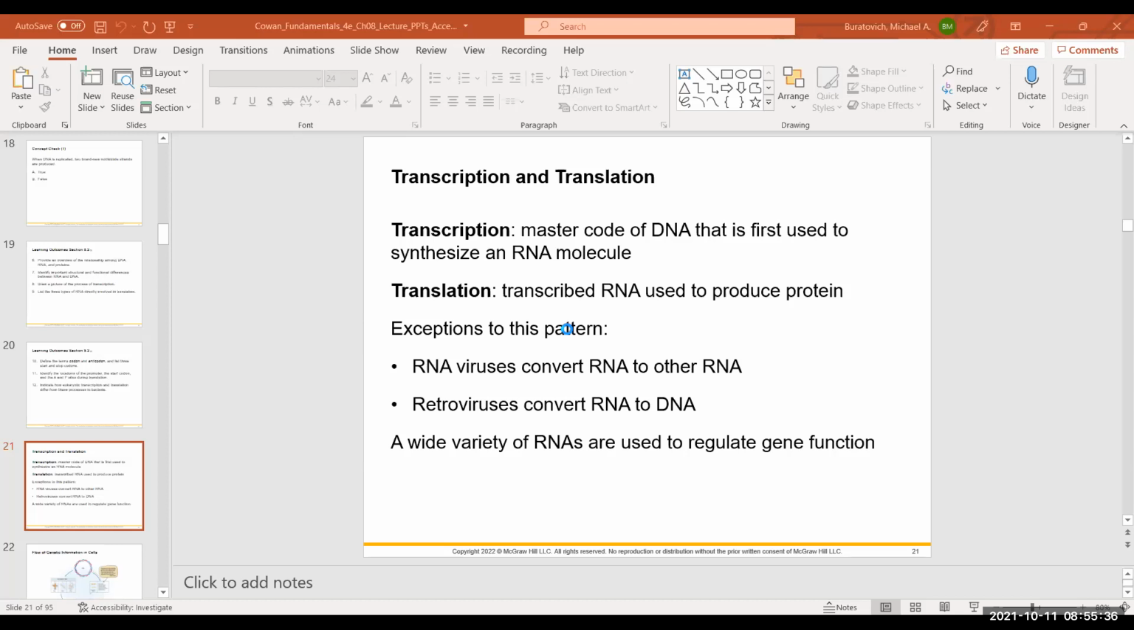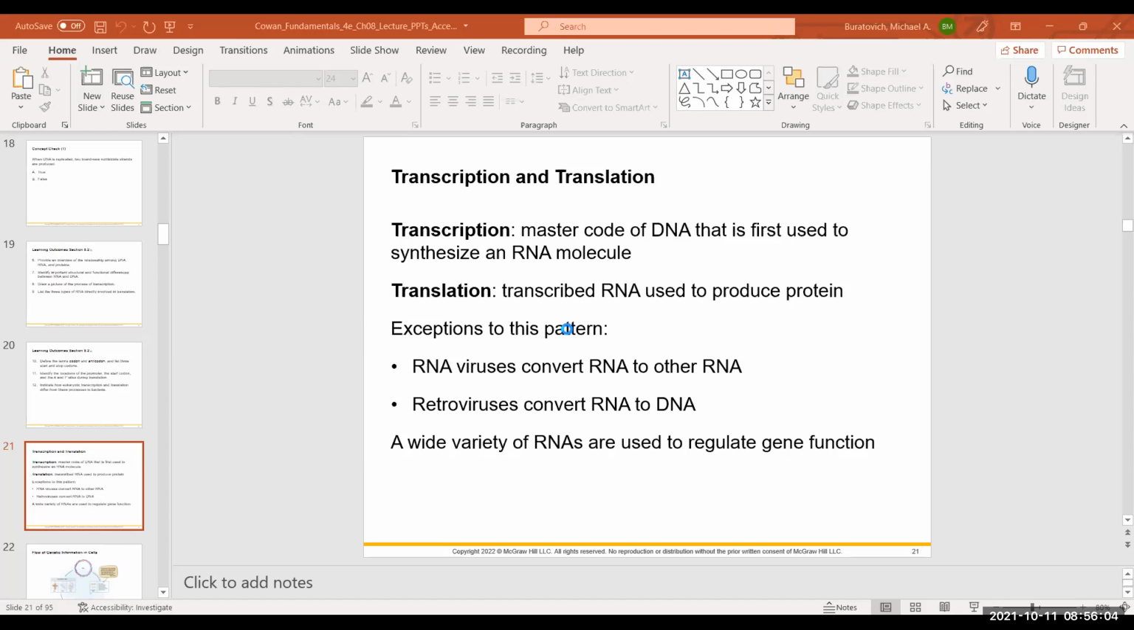Instead of thymine, you have uracil in its place. So DNA contains thymine, RNA contains uracil. Uracil and thymine are chemically very similar. Thymine is actually made from uracil. But RNA will have uracil instead of thymine.